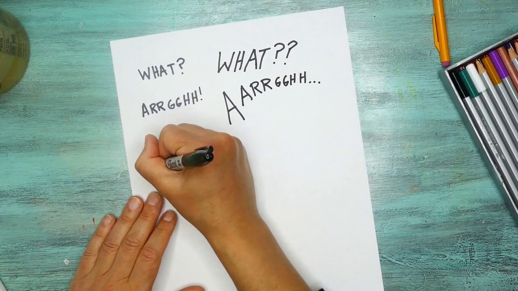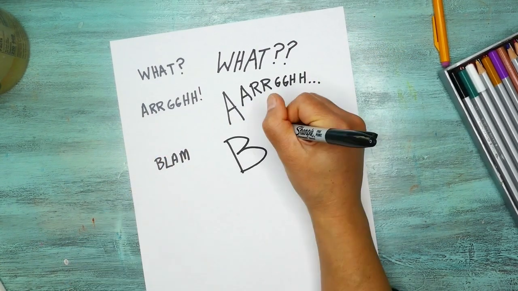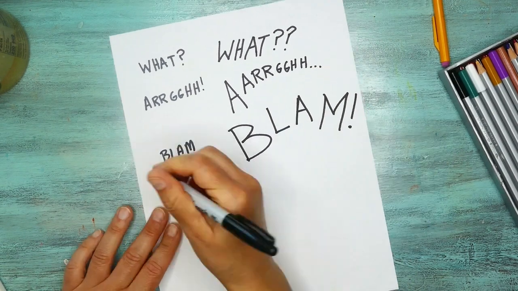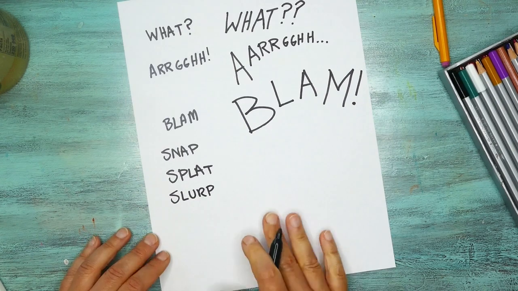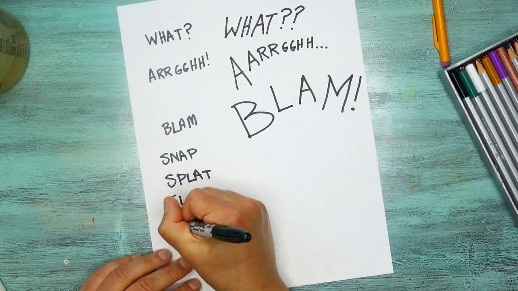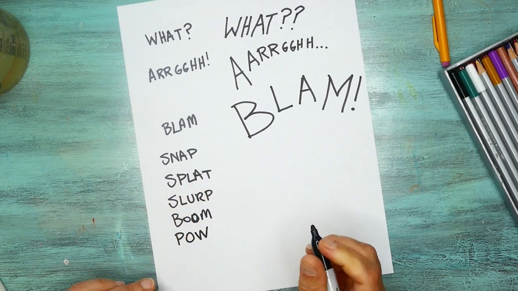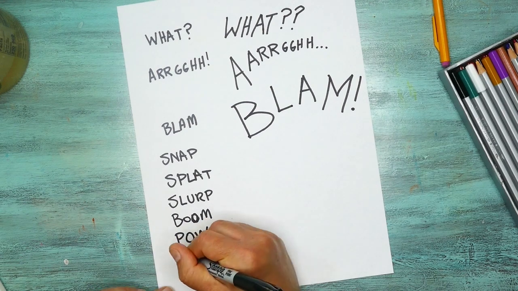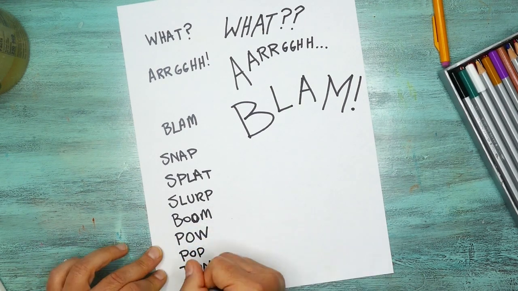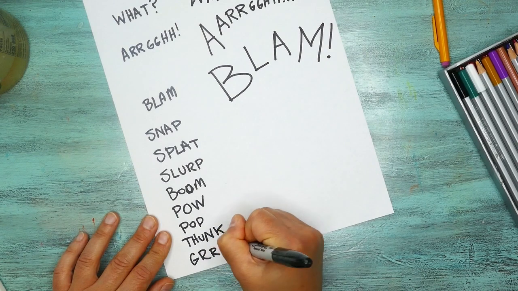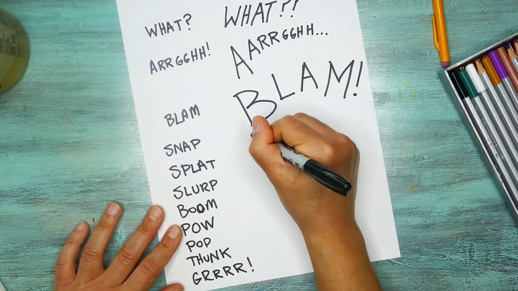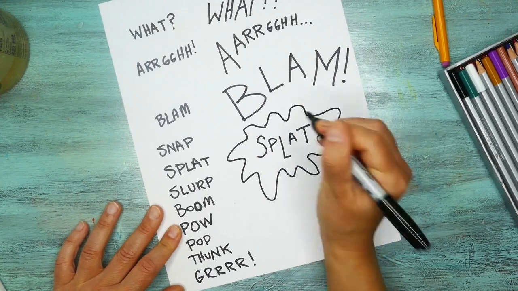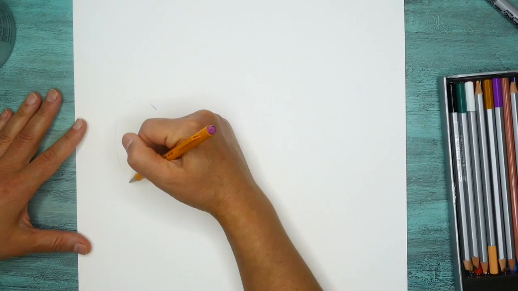So if you've ever looked through a comic book, you'll notice that the text is written in a lot of different ways, especially when it comes to sounds. So what I'm doing is just writing out a list of sounds right now and thinking about which one I want to do and maybe which way I can draw those sounds. So snap, splat, slurp, boom, pow, pop, thunk, grr, what? Those become very expressive words.